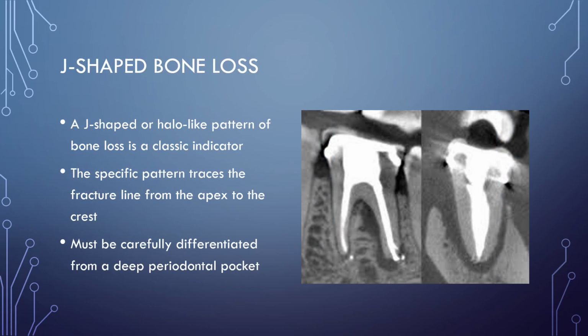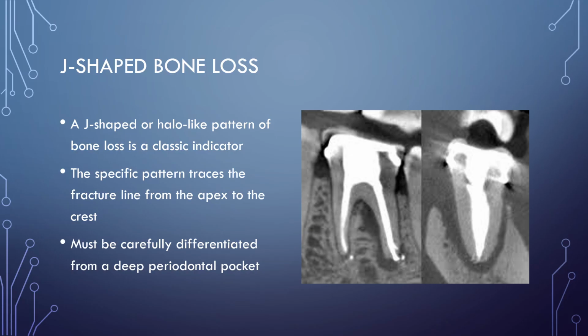When analyzing the surrounding bone for those secondary signs, the classic radiographic indicator of a vertical root fracture is a J-shaped, teardrop, or halo-like radiolucency. As you scroll through your coronal and sagittal slices, look for a deep, isolated pocket of bone loss that runs vertically up the side of the root. This specific pattern physically traces the path of the fracture, moving from the apex directly up towards the alveolar crest.